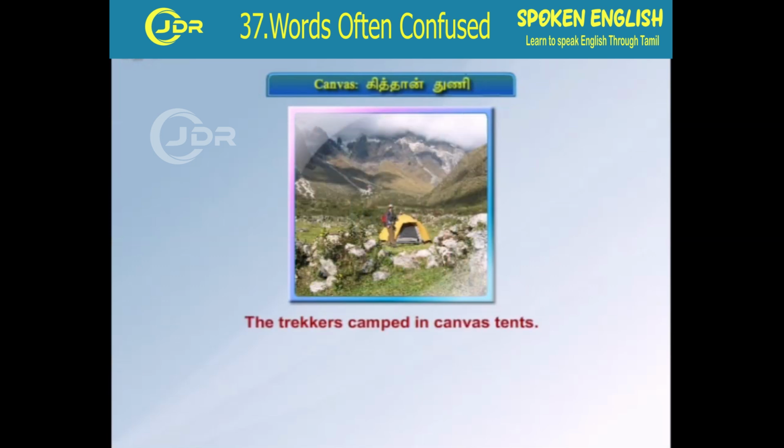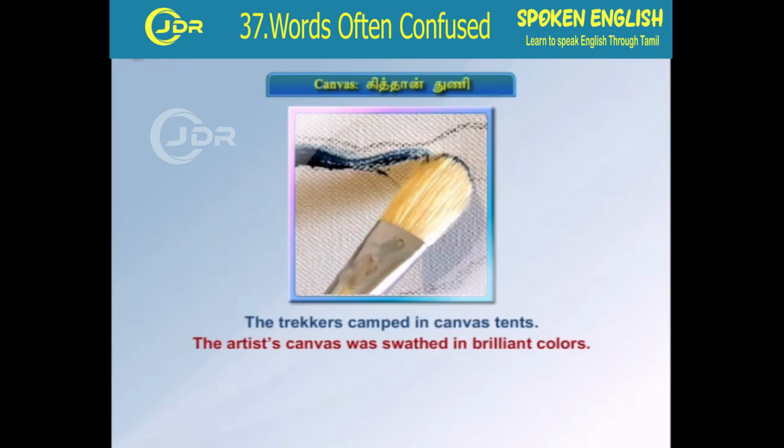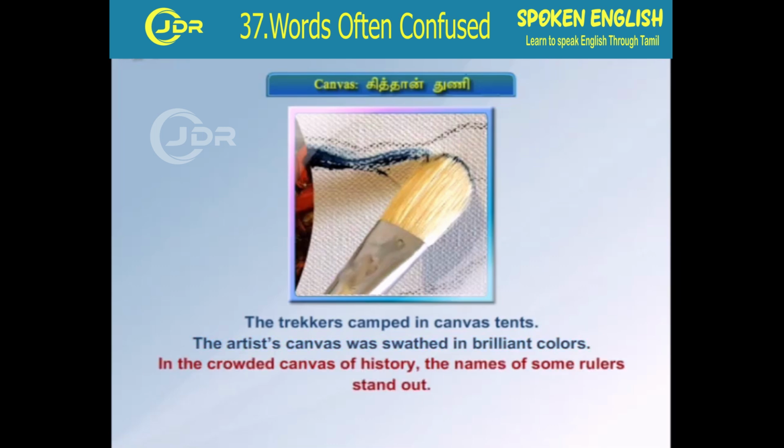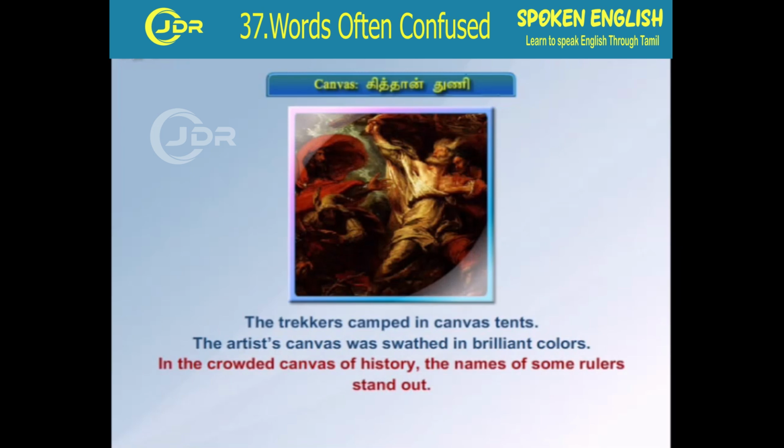Canvas. The trekkers camped in canvas tents. The artist's canvas was swathed in brilliant colors. In the crowded canvas of history, the names of some rulers stand out.